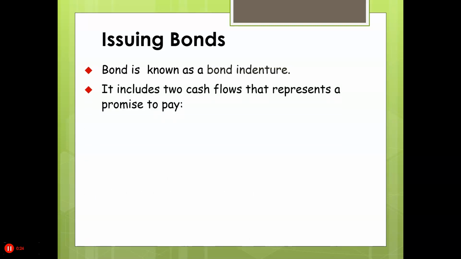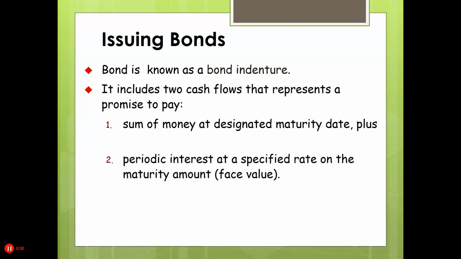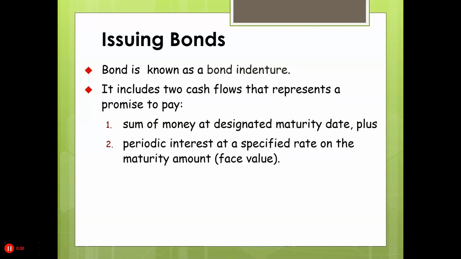It always includes two payments. One is going to be the amount owed at the end of the period, or the maturity date, plus there are going to be interest payments, and usually these are semi-annually. So the sum of the money, which is the face of the bonds, is what you have to pay back, and then we're going to have the periodic interest at a specified rate on the maturity amount.